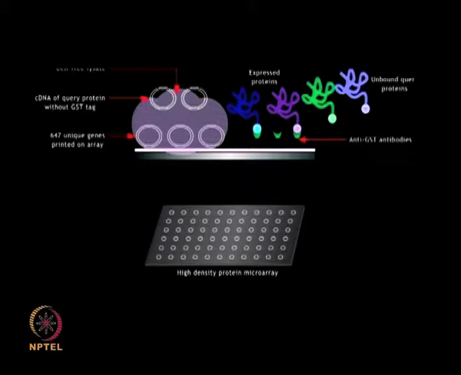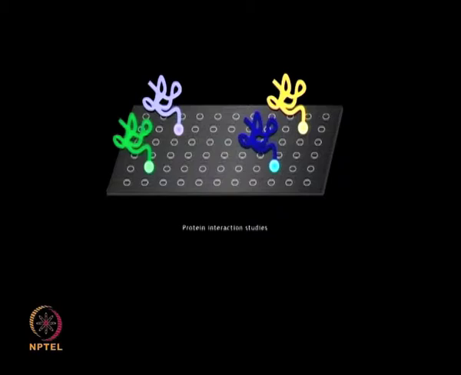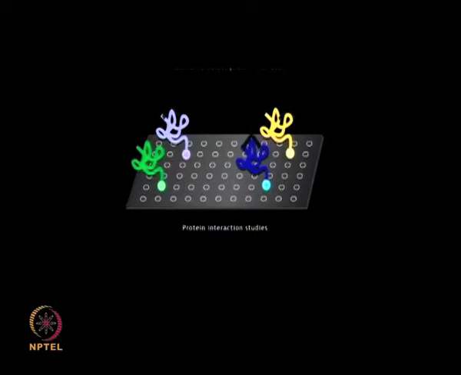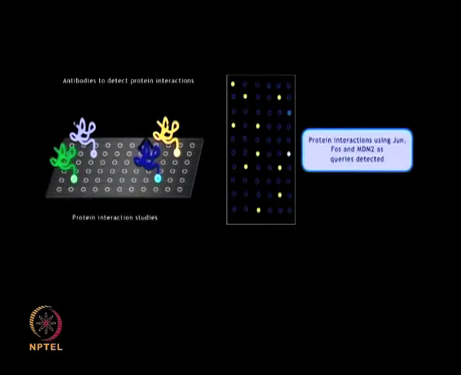After addition of the cell-free expression based system, proteins containing a GST tag were synthesized and bound onto the capture antibody. cDNA of the query protein was also added to the same mixture such that the query was co-expressed but remained unbound due to the lack of a tag capturing agent. These protein microarrays were then probed with antibodies specific to the query proteins. Authors detected various protein interactions using well-known query proteins such as JUN, FOS and MDM2.